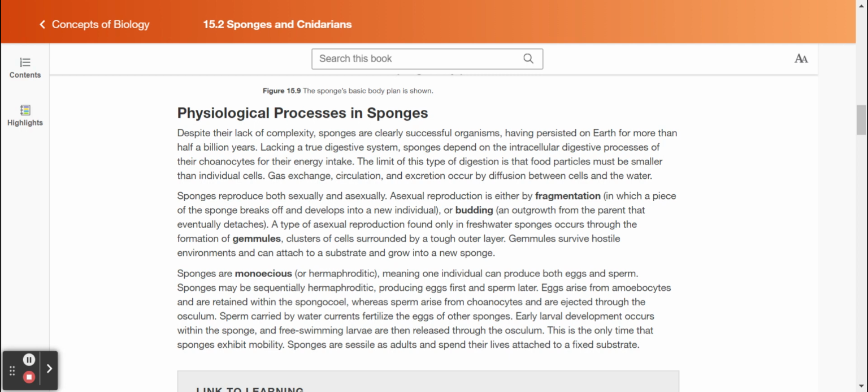Sponges reproduce both sexually and asexually. Asexual reproduction is either by fragmentation, in which a piece of the sponge breaks off and develops into a new individual, or budding, an outgrowth from the parent that eventually detaches. A type of asexual reproduction found only in freshwater sponges occurs through the formation of gemmules, clusters of cells surrounded by a tougher outer layer. Gemmules survive hostile environments and can attach to a substrate and grow into a new sponge.